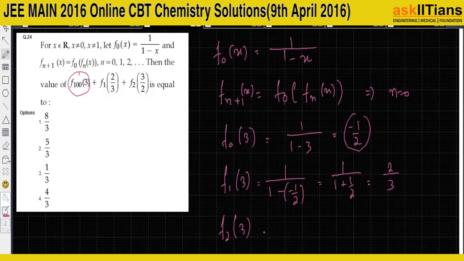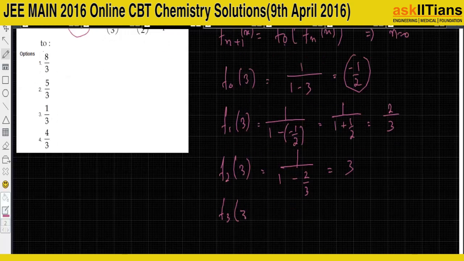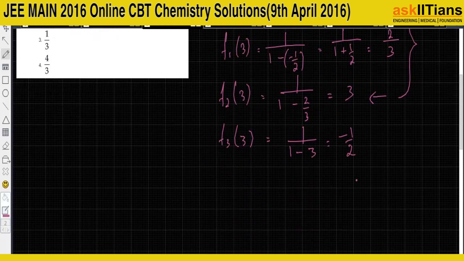Then f2(3) will be 1/(1 - this value), which is 2/3, so this will come out to be 3. And again if I find f3(3), I'll get 1/(1-3), so again I'll get -1/2, and now the same cycle will repeat, right? Here I'm getting 3, so the same cycle will repeat. Again I'll get -1/2, again 2/3, and again 3, right? So the same cycle is repeating.